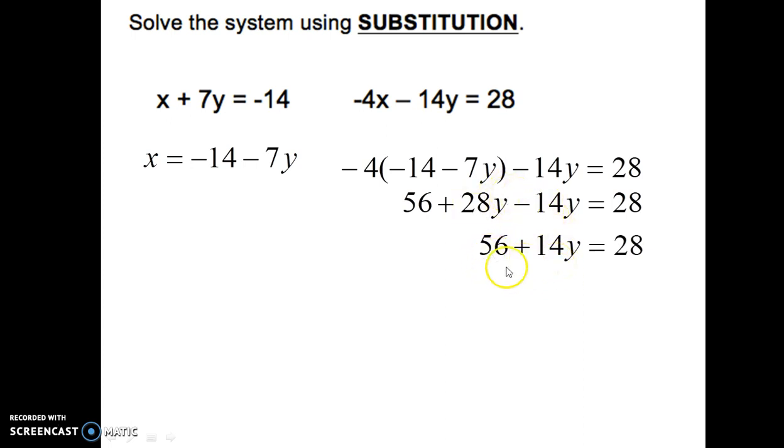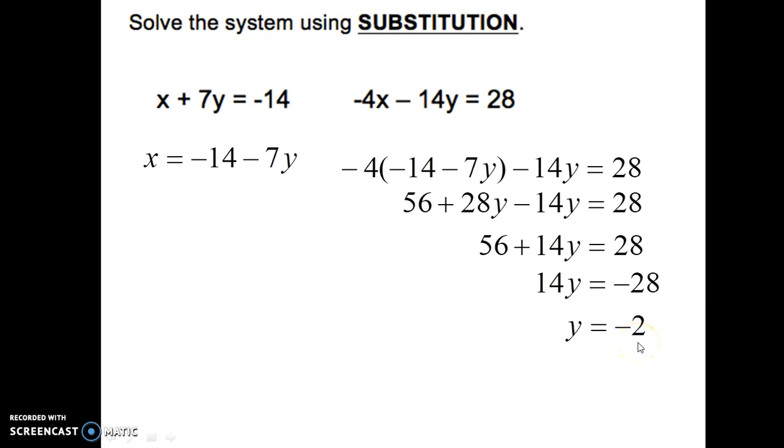Now we can subtract 56 from both sides to isolate this y. So minus 56, minus 56. And that is gone now. We have 14y. This becomes negative 28. And finally, you divide by this coefficient here. Divide by 14 and divide by 14 here. So y equals negative 2.